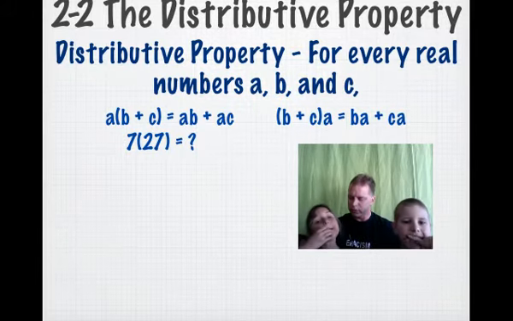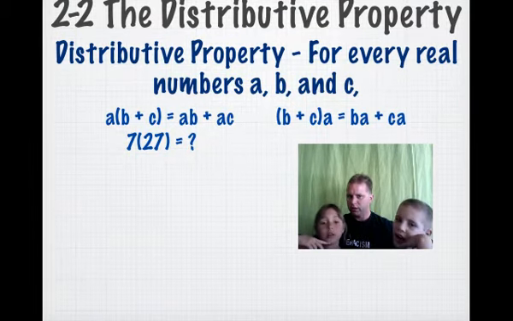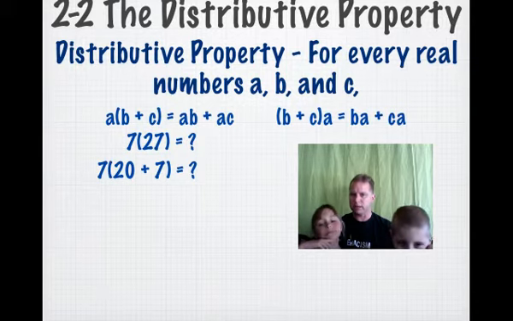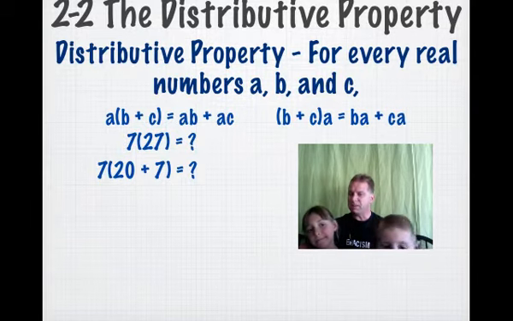So if I asked you guys to do 7 times 27, could you do that? No, that'd be kind of hard. But if I broke things up a bit and I said, can you do 7 times the quantity 20 plus 7? Because 20 plus 7 is the same as 27, isn't it? Yeah. Well, if we did that, you guys might have a little bit of trouble, but my students hopefully could do that.